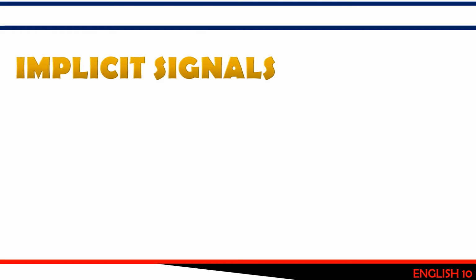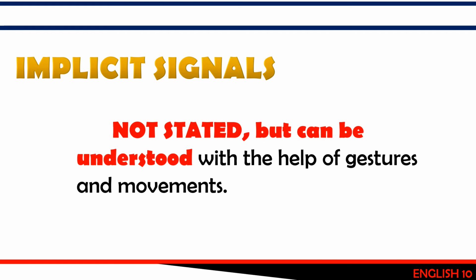Alright, let's have a catch. Implicit signals are those which you can refer to using explicit signals. They are not stated, but they can be understood with the help of gestures and movements.